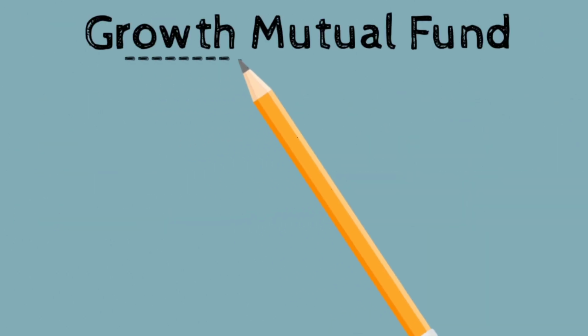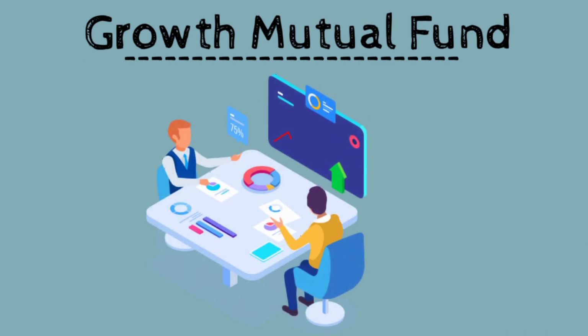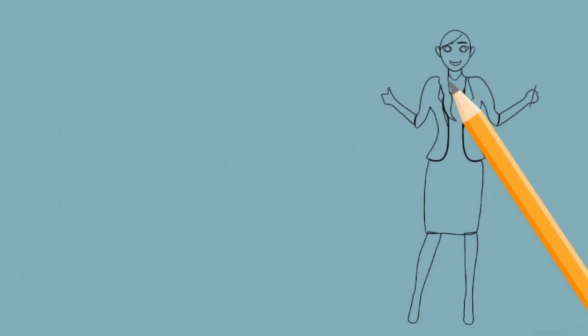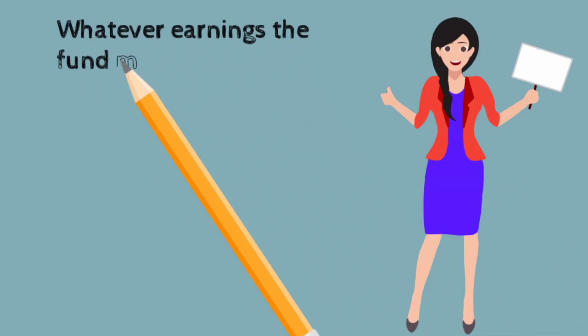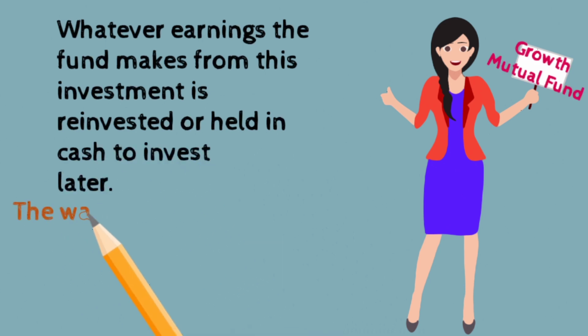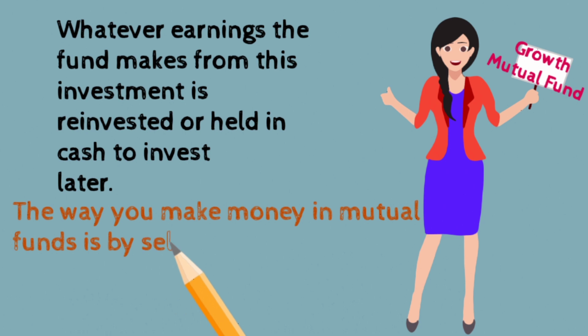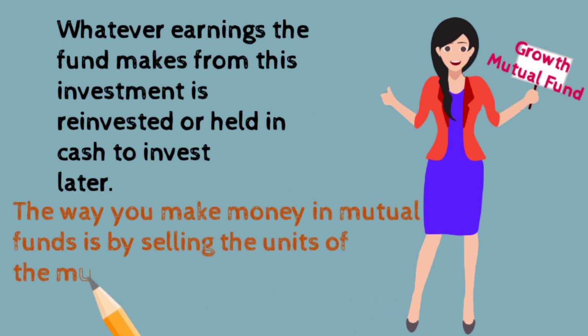Growth mutual fund. Growth mutual funds are more famous and widely invested in. Whatever earnings the fund makes from this investment is reinvested or held in cash to invest later. This way, the way you make money in mutual funds is by selling the units of the mutual fund held by you.